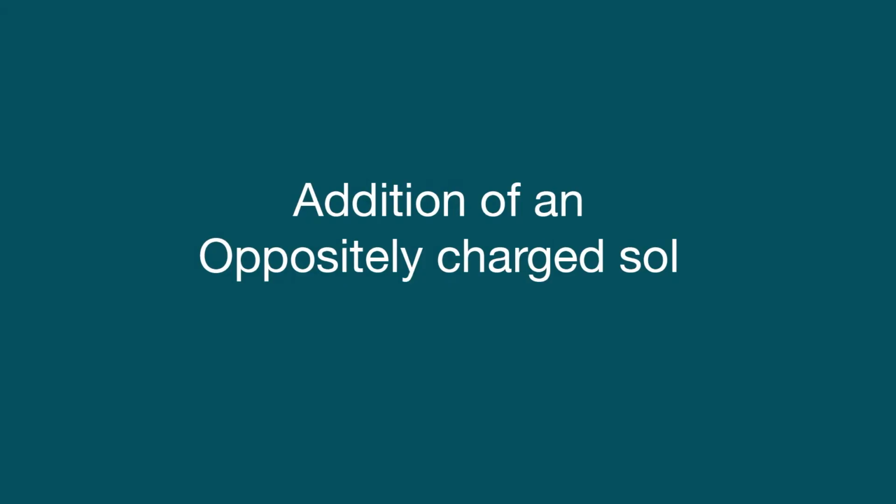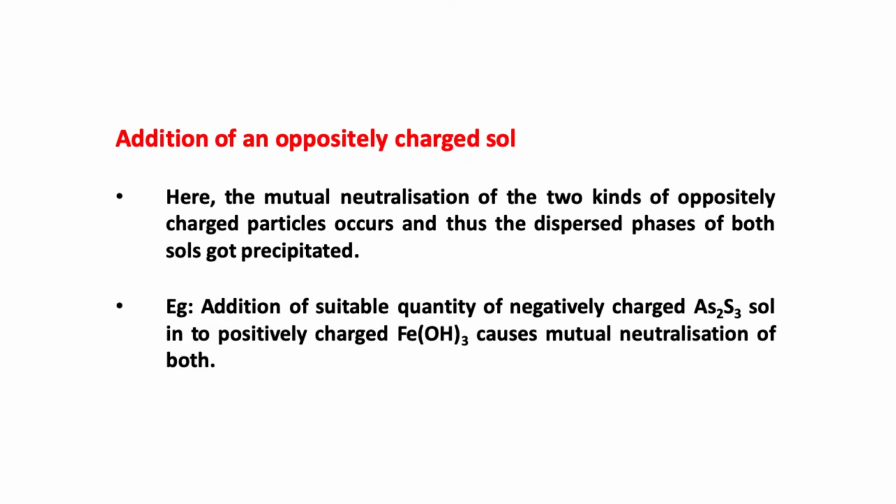Next method includes the addition of an oppositely charged sol. Here, the mutual neutralization of the two kinds of oppositely charged particles occurs and thus the dispersed phases of both sols get precipitated. Example, the addition of a suitable quantity of negatively charged arsenic trisulfide sol into positively charged ferric hydroxide sol causes mutual neutralization of both.